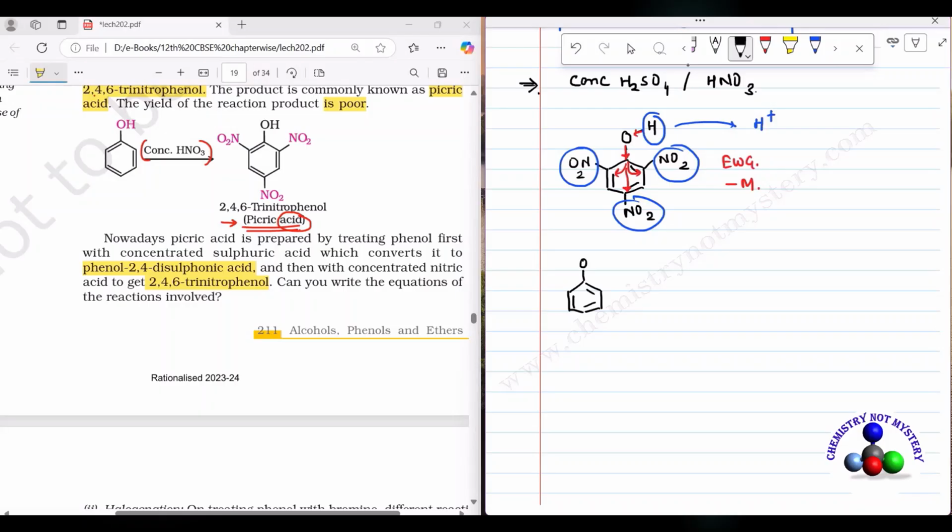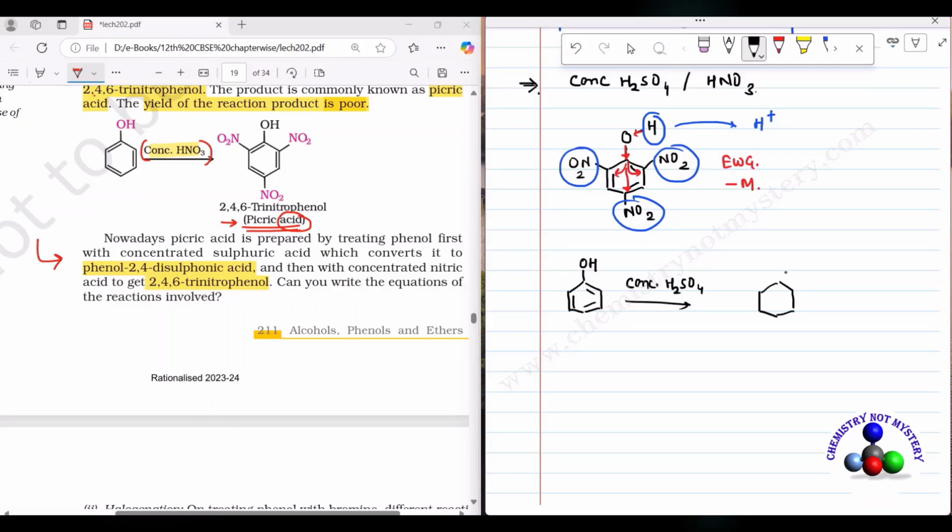and we already discussed that phenol OH group attached to benzene ring activates the benzene ring. So when it is treated with concentrated nitric acid, this reaction produces lots of heat and the yield of the product is also very poor. That's why an alternate method to produce picric acid is used. In this alternate method, phenol is first treated with concentrated sulfuric acid. So here when it is treated with concentrated sulfuric acid, it results in the formation of 2,4-disulfonic acid.